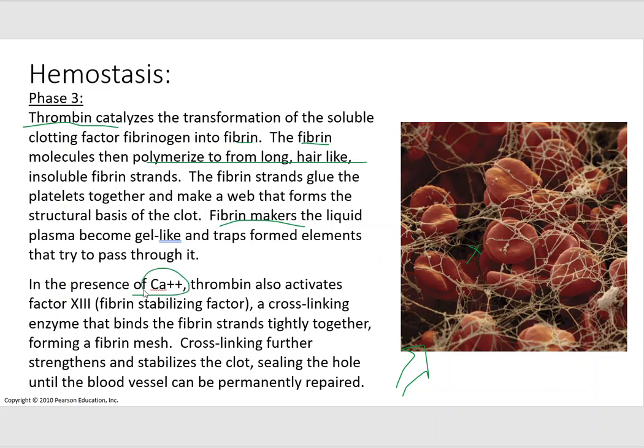While we have calcium, which we know the platelets carry, thrombin will also turn on something called factor 13. That's going to make the fibrin stabilize it, cause it to cross-link each other, and form a nice tight net around it.